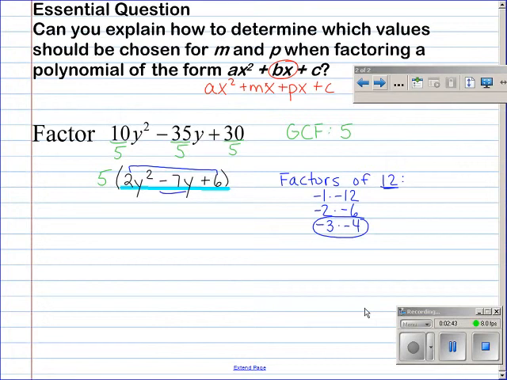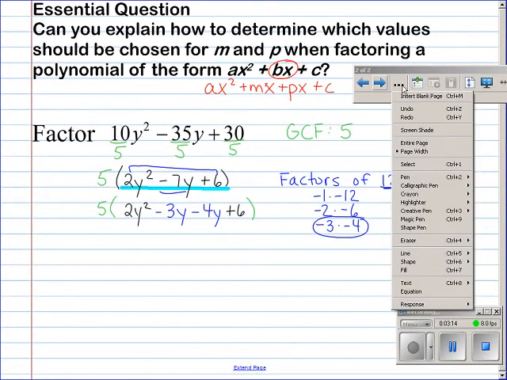So rewriting what's inside those parentheses, that would be 2y squared minus 3y minus 4y plus 6. But I still have that GCF of 5. Remember, we're not doing anything else with it, we're just going to continue to bring it down. So now we're going to continue just like we did with the last example. We're going to factor by grouping.